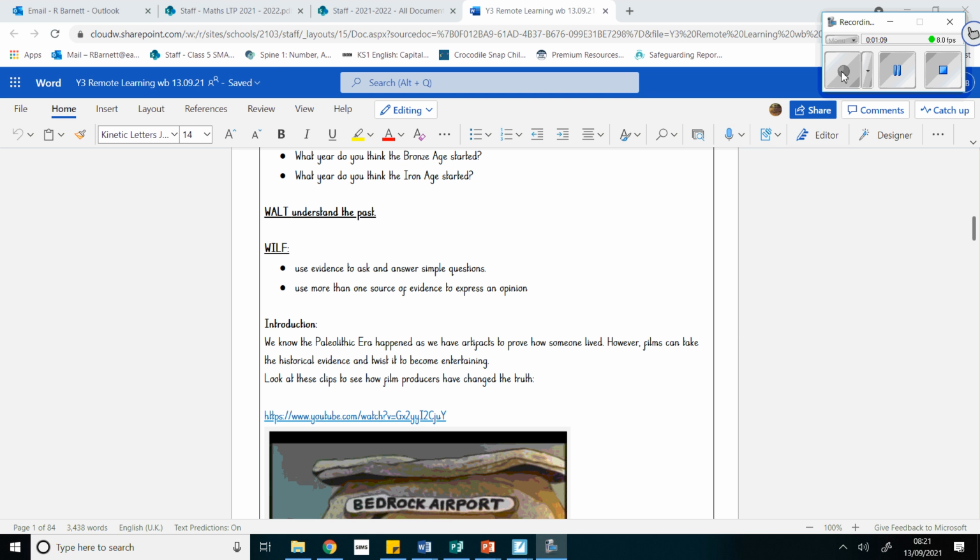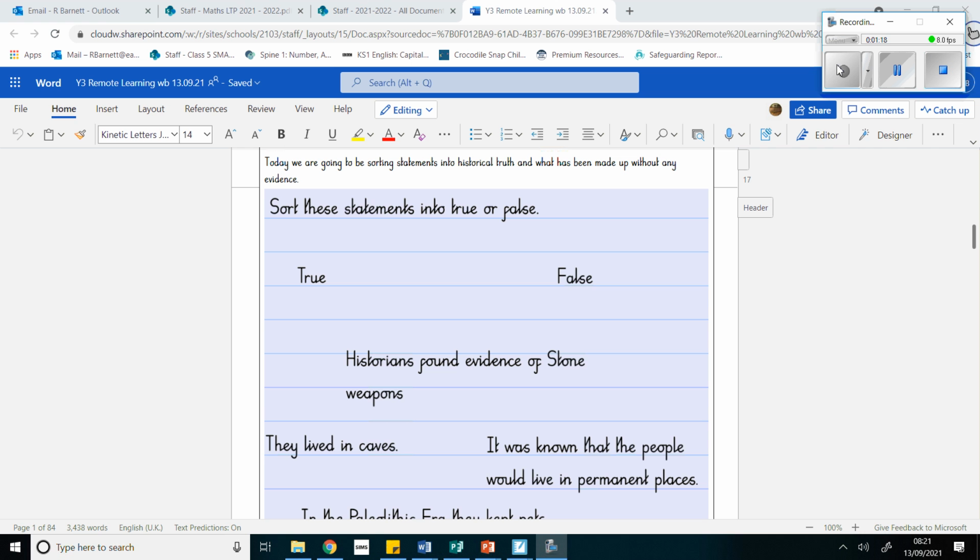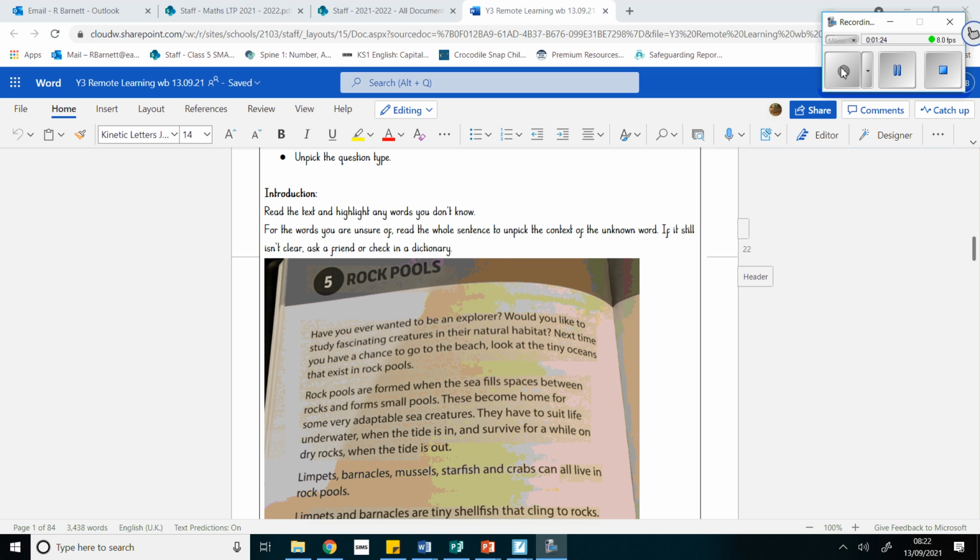Then, as it's a double lesson of history, we're then learning to understand the past. So have a little look at these video clips and then use that information to sort these statements into true or false. Moving on to Tuesday, you're going to be, for your reading lesson, retrieving information from a text.